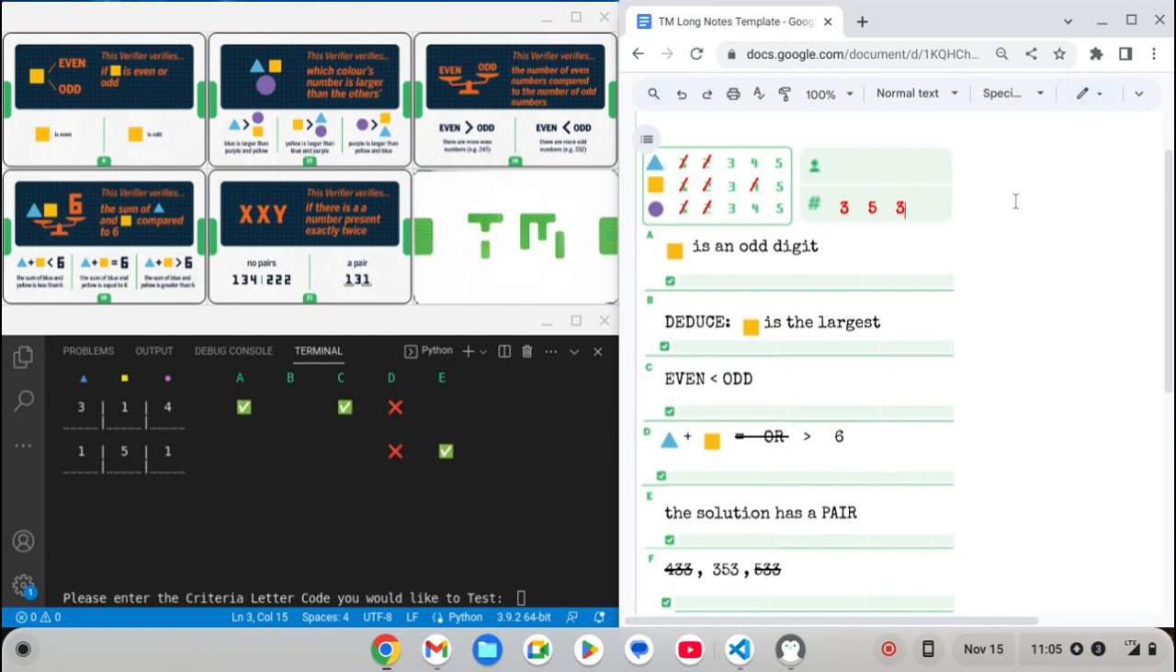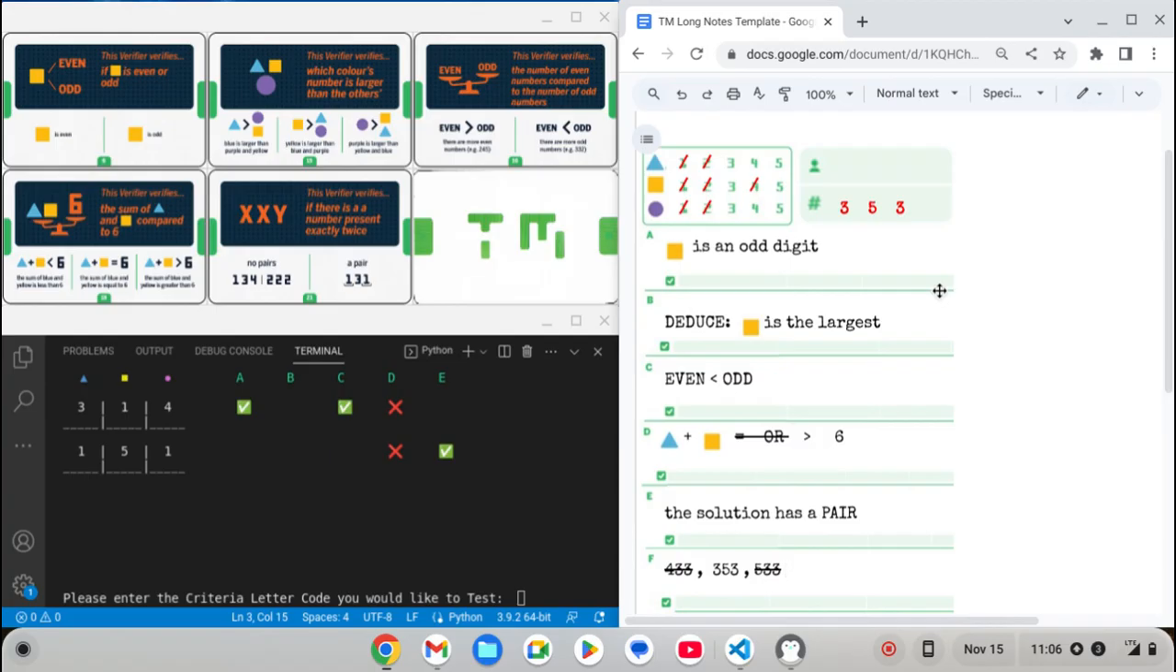Okay, and so let's just review before we actually go verify. And that is, yes, the middle digit is odd. Let's skip B. I'll come back to B in a second. There are more odds than evens. Yeah, that's fine. The sum of the first two is greater than 6. Sure. There is a pair. And that's just the list. And we're deducing that square is the largest.